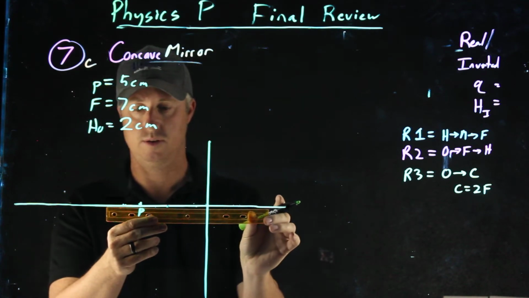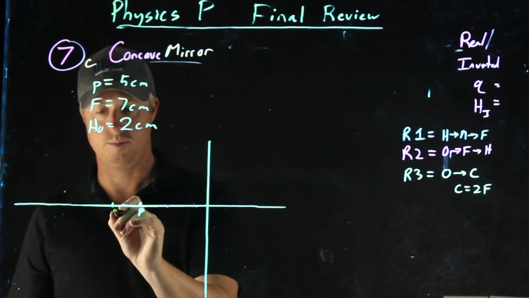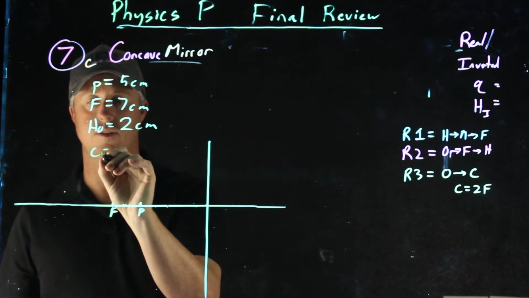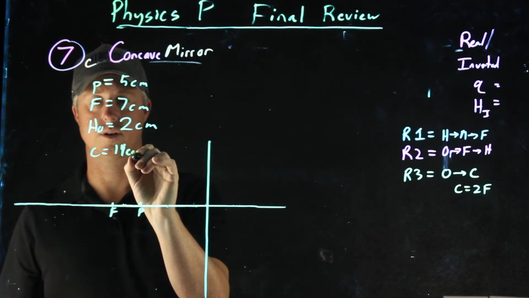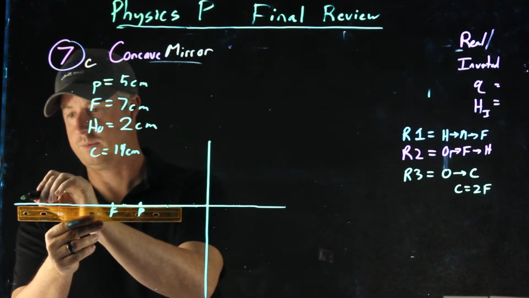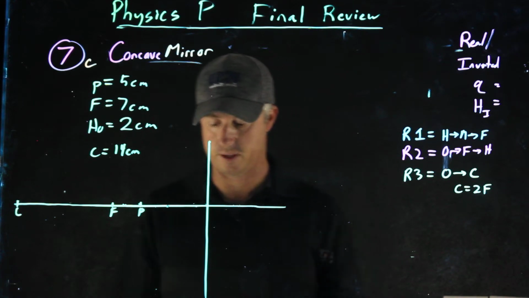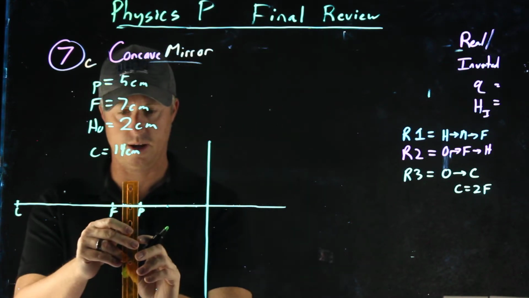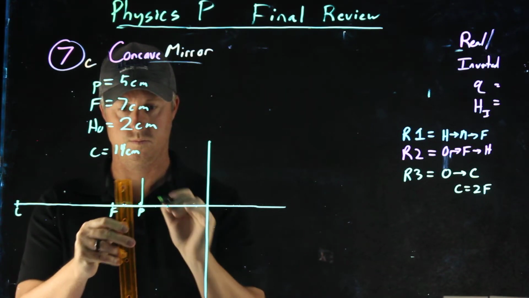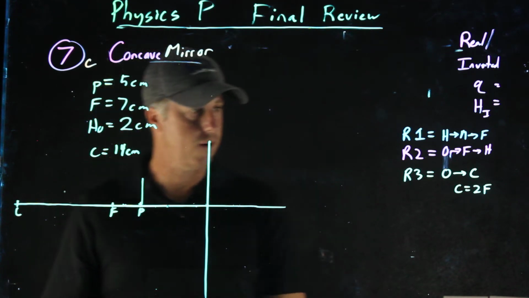So 2 centimeters away from that, right about here, is going to be my F. And I also need to put in C. C is always 2F, so C is going to be 14. So just do it 7 away from that. So C is all the way over there. Cool. I then need to do the height of my object at P to be 2. Okay, not bad. I now have my ray diagram.